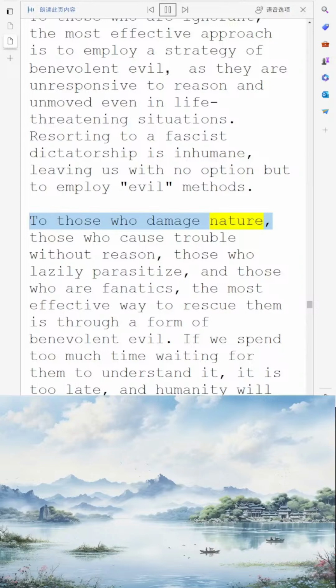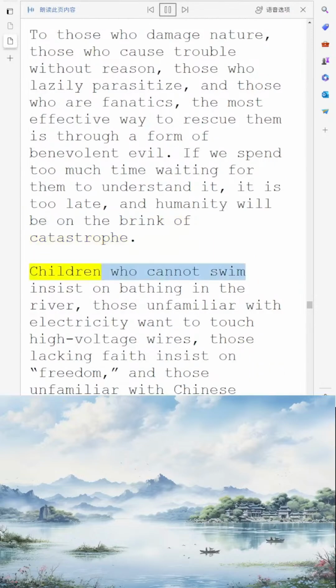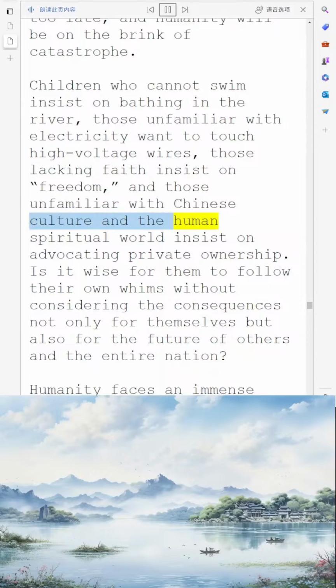To those who damage nature, those who cause trouble without reason, those who lazily parasitize, and those who are fanatics, the most effective way to rescue them is through a form of benevolent evil. If we spend too much time waiting for them to understand it, it is too late and humanity will be on the brink of catastrophe. Children who cannot swim insist on bathing in the river, those unfamiliar with electricity want to touch high-voltage wires, those lacking faith insist on freedom, and those unfamiliar with Chinese culture and the human spiritual world insist on advocating private ownership.